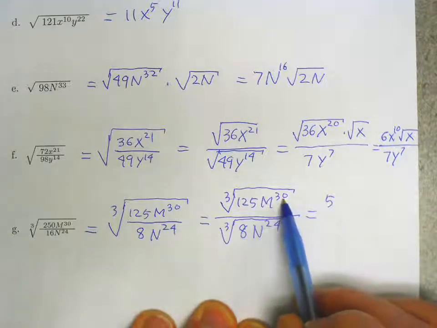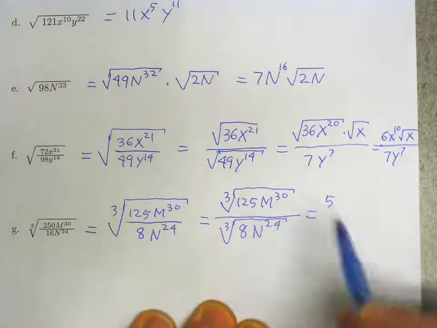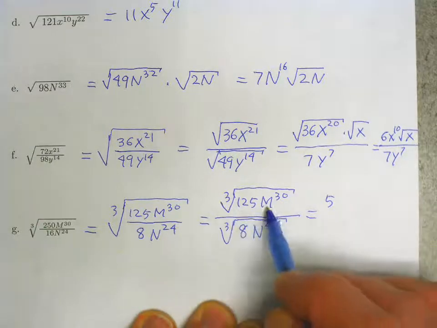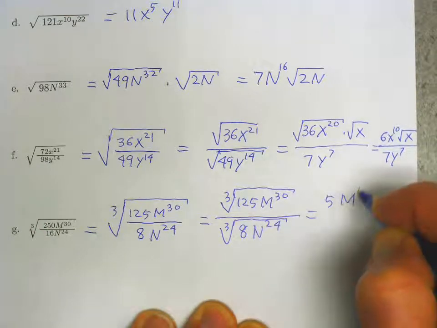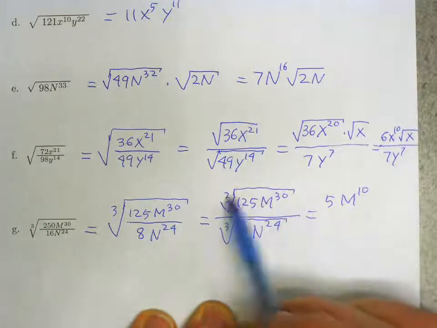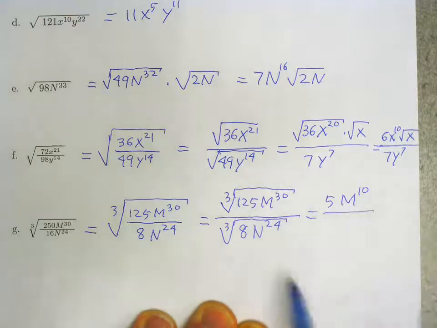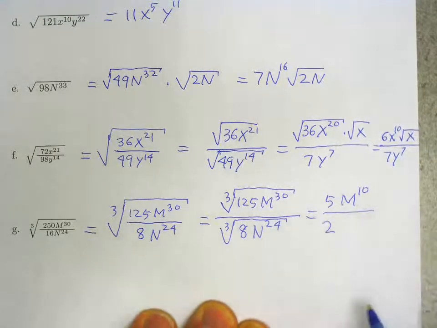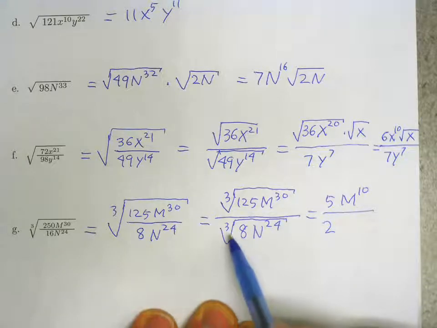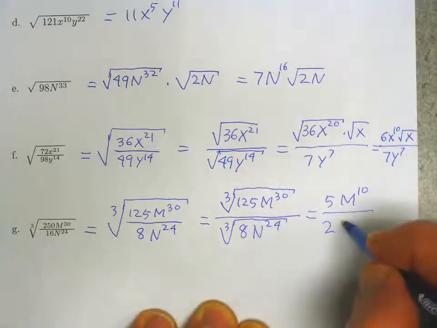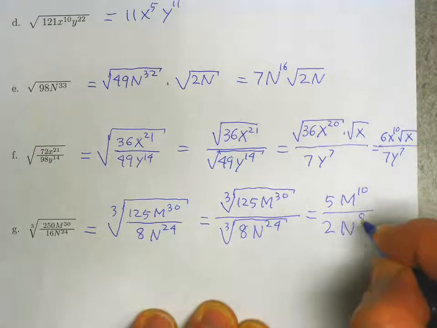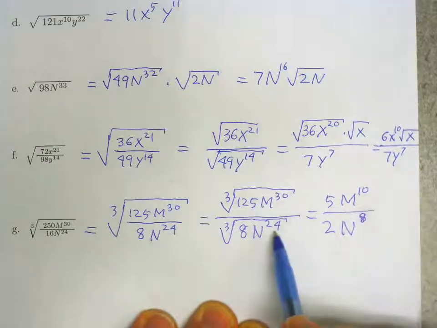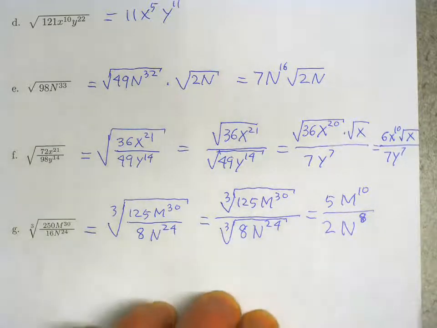m to the 30th is a perfect cube because the exponent 30 is a multiple of 3. So the cube root of m to the 30th is m to the 10th because 30 divided by 3 is 10. And in the denominator, the cube root of 8 is 2 because 2 to the 3rd is 8. And the cube root of n to the 24th is n to the 8th because 24 divided by 3 is 8.